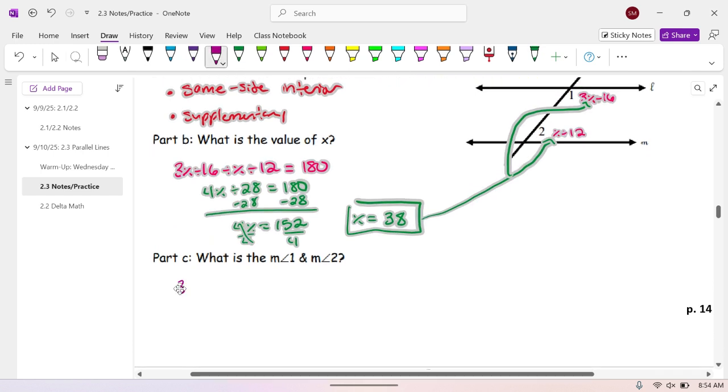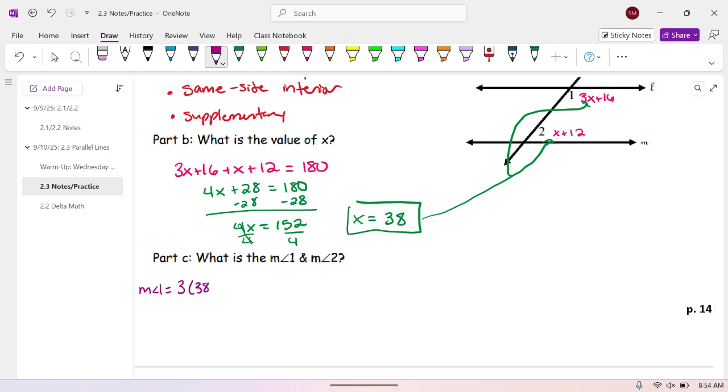So for angle 1, that's equal to 3 times 38 plus 16. And then for angle 2, that's equal to 38 plus 12. So I'm going to do angle 2 first because it's easier. 38 plus 12 is simply 50.